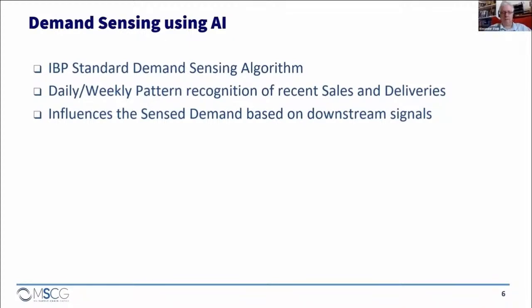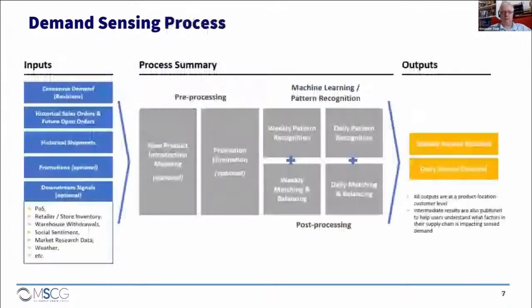Okay, very good. So the demand sensing process is highlighted here. Mahesh, could you walk us through this particular outlay? Sure. So this left part of the slide is all inputs going into demand sensing. So consensus demand, which is the output from the demand planning, right? It's in weekly buckets. Then you got historical sales orders and future open orders, historical shipments or deliveries.